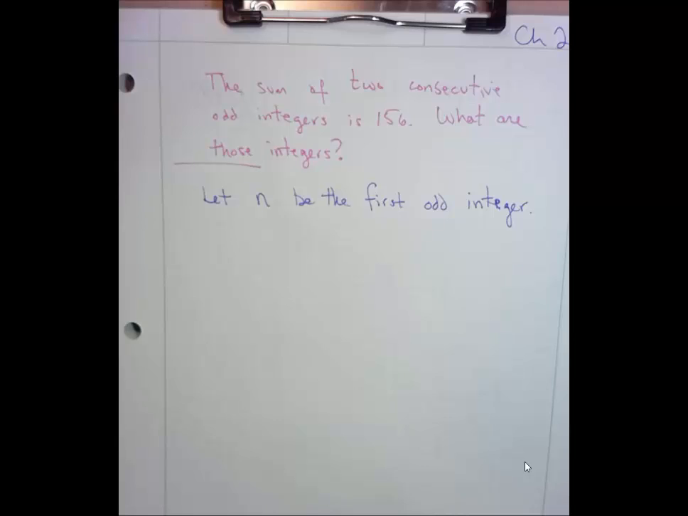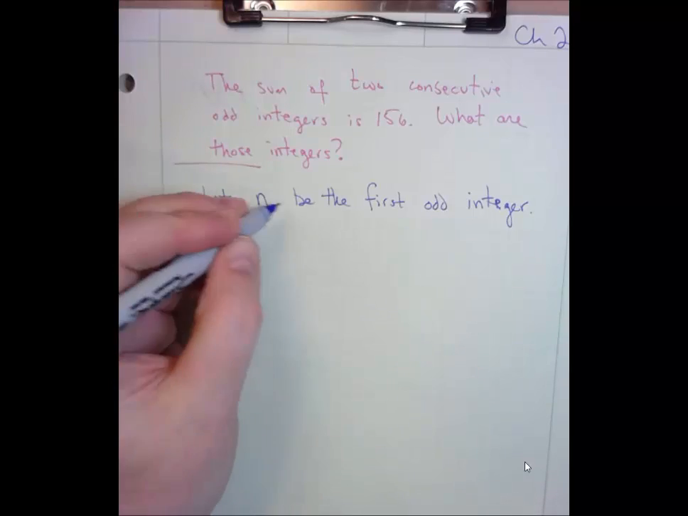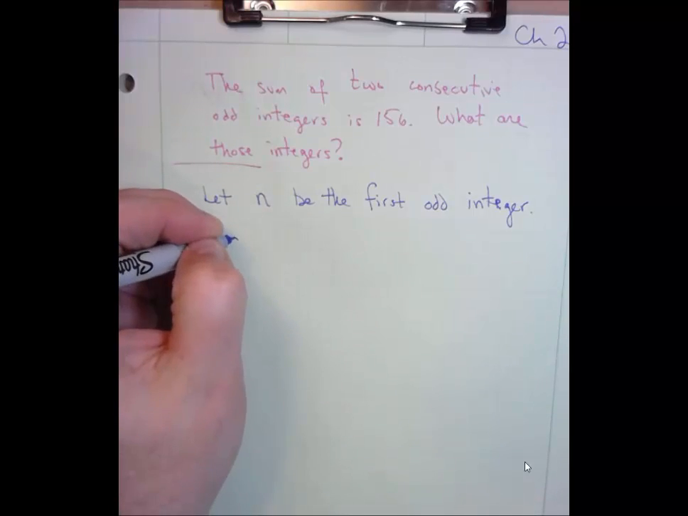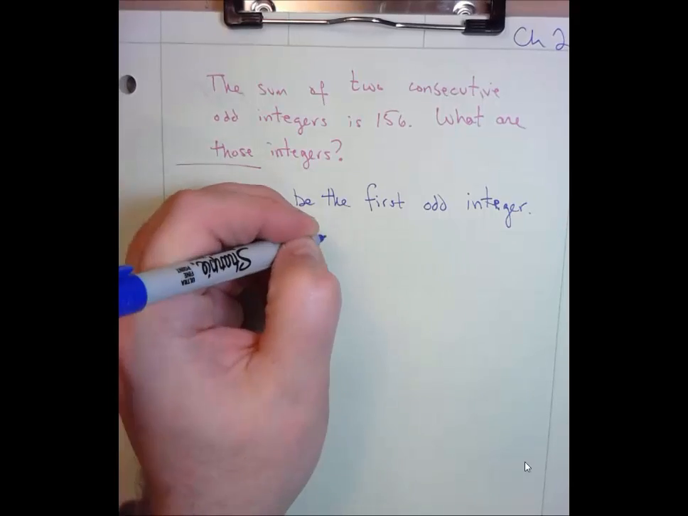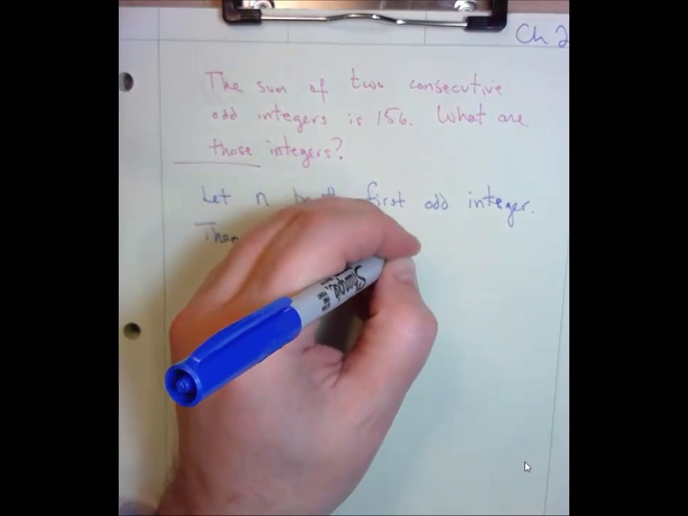We don't need a totally separate name for the second one. We can build the second one based on the first one because we're told that these are consecutive odd integers. And there's a pattern. For the number 5, the next consecutive odd integer is 7. For the number 27, the next consecutive odd integer is 29. For any odd integer, the next odd integer is 2 more than the one you just had. And so if n is the first odd integer, then n plus 2 is the next one.